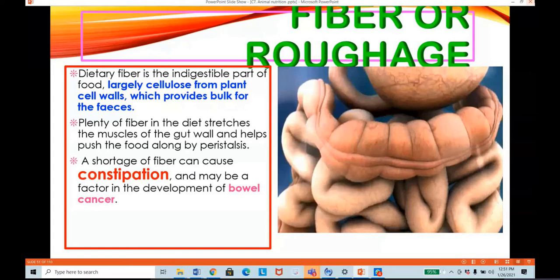Plenty of fiber in the diet stretches the muscles of the gut wall and helps push the food along by peristalsis. Now, what is peristalsis?